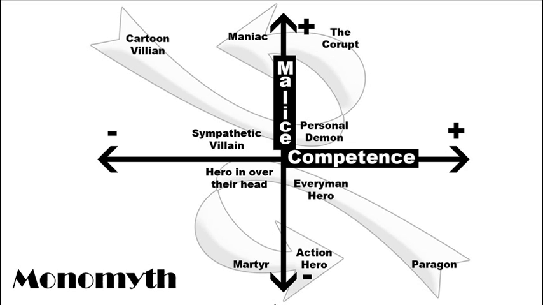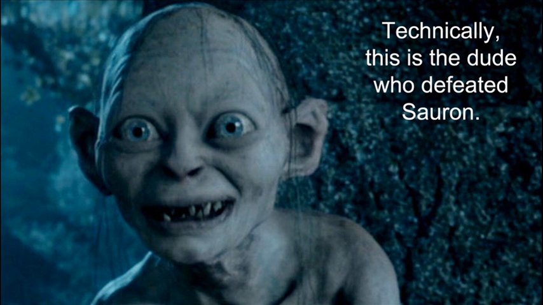As we transition through the hero cycle, we see that his competence and moral superiority begin to drop. He's taken from a paragon to an everyman hero until eventually the hero is in over their head. At that darkest point, the hero takes a turn, gaining moral superiority, heading back down into the martyr category, and at the very end facing off against the villain in the action hero stance, winning at the very end.